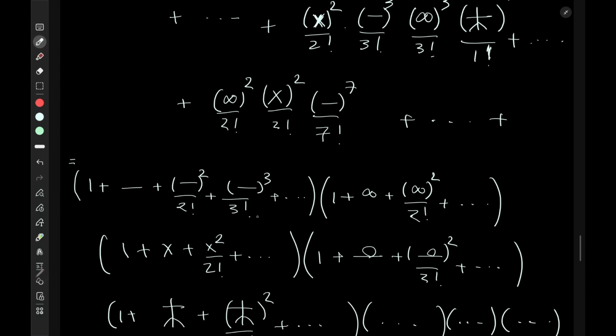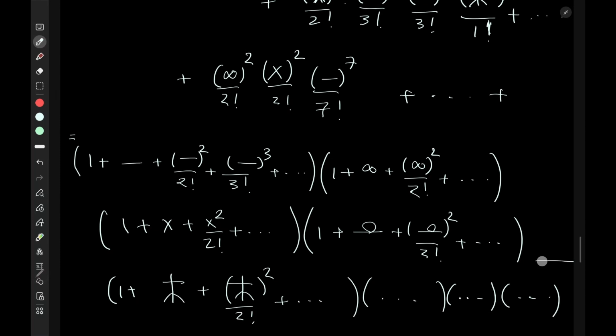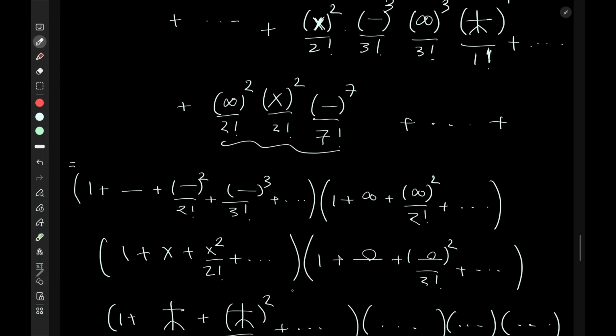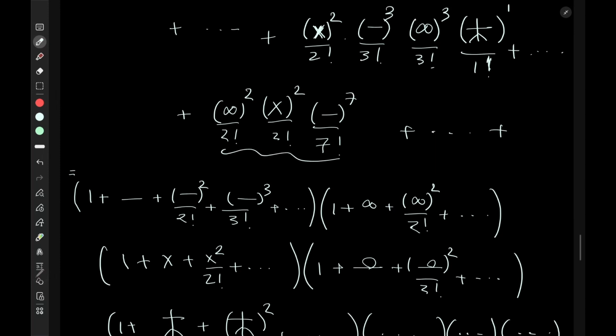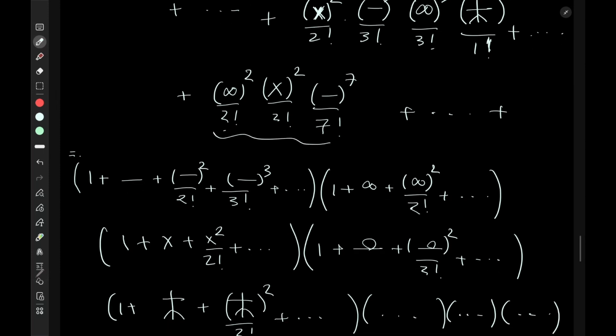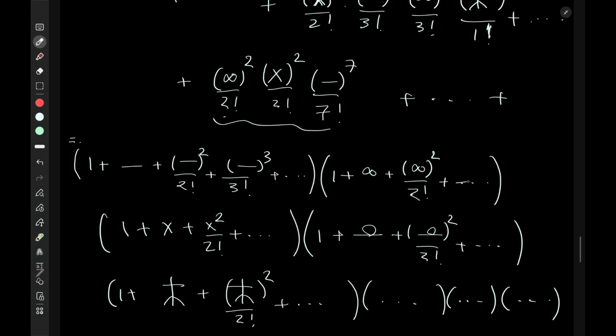So let's say this is an infinite series of products, and this is also an infinite series. Let's say I want to recover the above series from this step. If I want to recover this kind of a product, what I can do is pick out this infinity diagram series, choose this X diagram series, and in the line diagram series, the term which is line to the power 7 by 7 factorial, choose that.